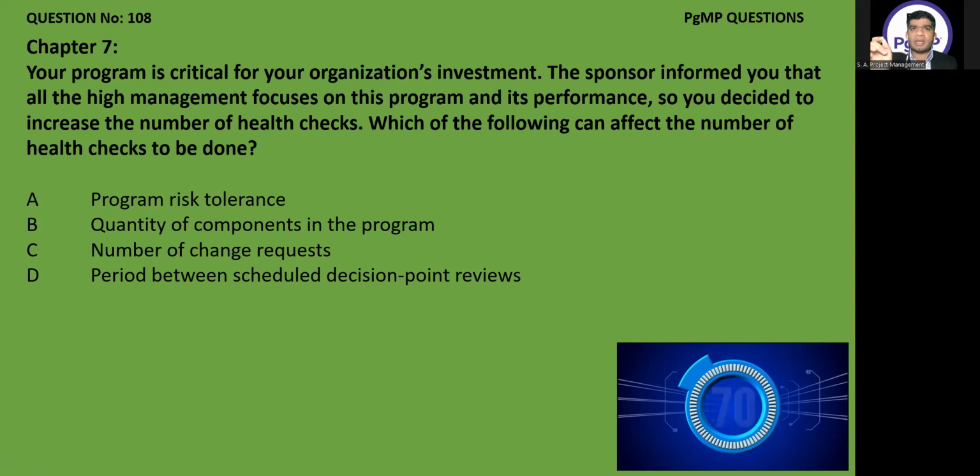If the period is long, then only we include the health checks to monitor and to control the health of our program, whether it is aligned with the organization or not, whether it is on track or not. So the only thing is that it depends on the period between the scheduled decision point reviews. If it is more, then only we introduce the health checks. It has nothing to do with the number of components, risk tolerance, or number of change requests. Change has nothing to do with the decision point reviews or health checks. Yes, Garima, the correct answer is D here.